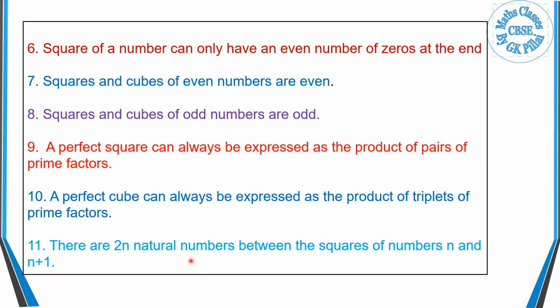There are 2n natural numbers between the squares of numbers n and n plus 1. For example, between 20 squared and 21 squared, there will be 2 into 20, 40 natural numbers.